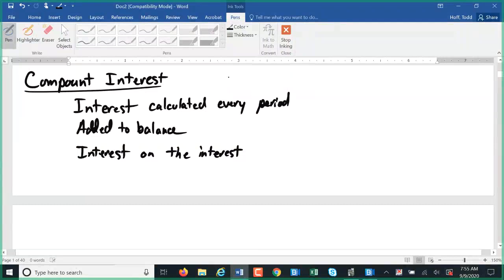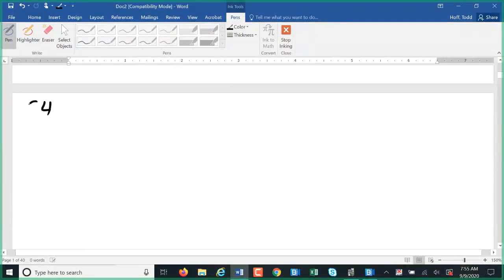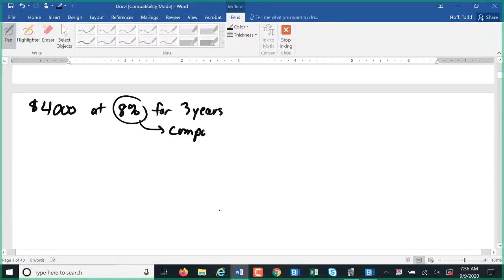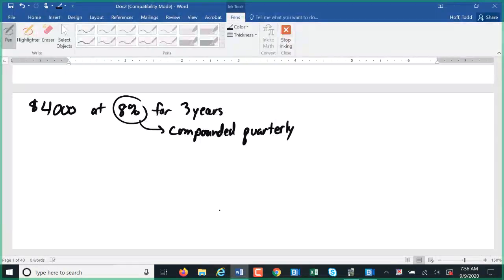So let's go back to one of our previous examples. I'm going to abbreviate it here: $4,000 at 8% for 3 years. But we're going to change this just slightly. It's going to be 8% compounded quarterly. That means that every quarter of a year, or every 3 months, the interest is calculated and added to that balance.